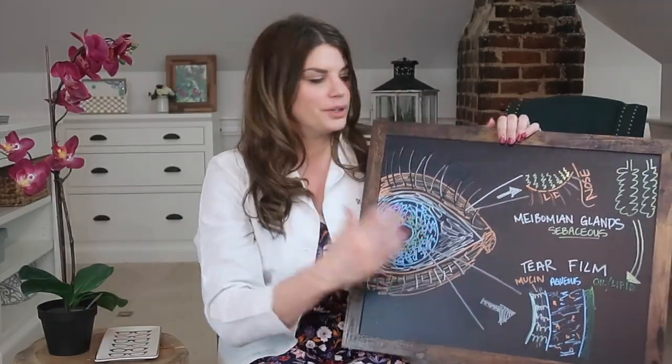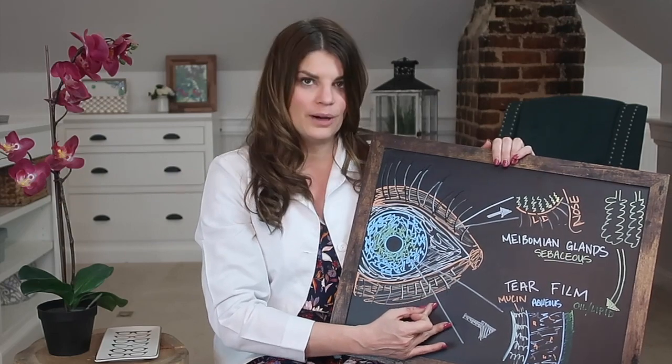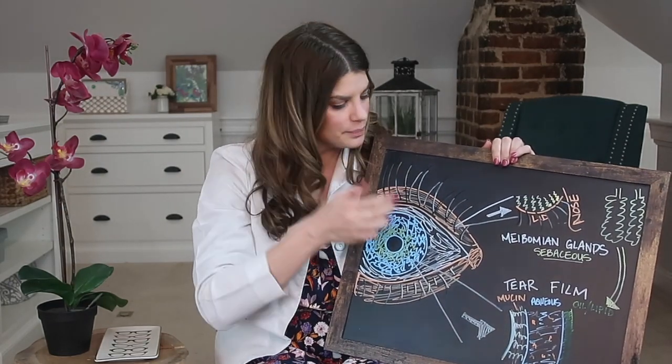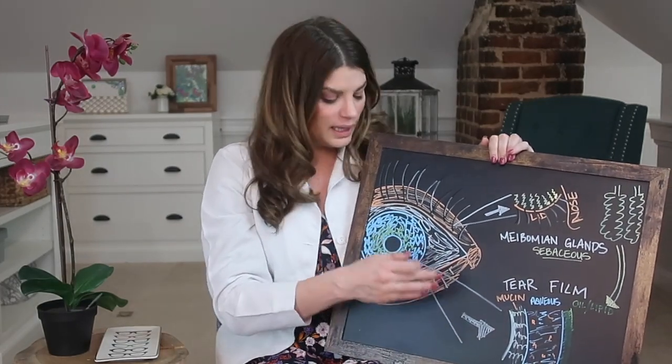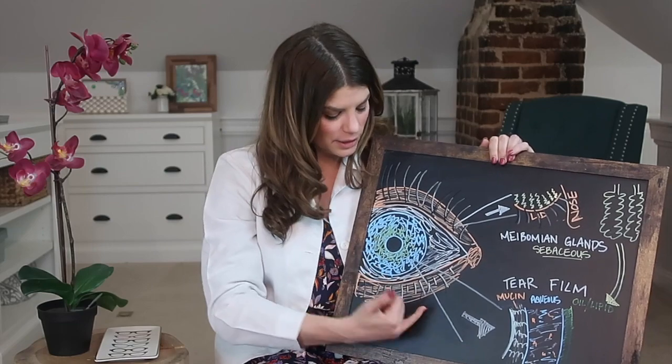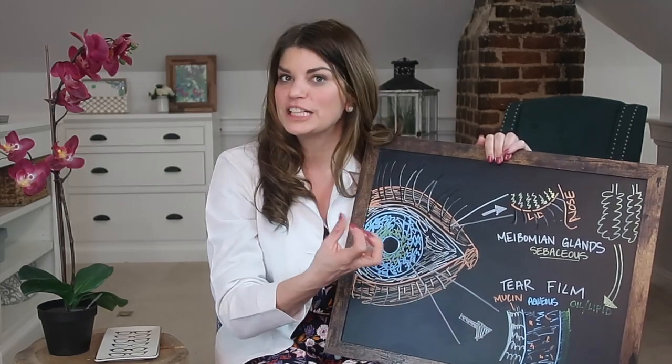An internal hordeolum is going to occur further down in the gland and manifest as a bump that kind of hurts lower down. An external hordeolum, this is why I say stye, is going to occur closer up to the lid margin, and that's when you might see a white head to the stye.